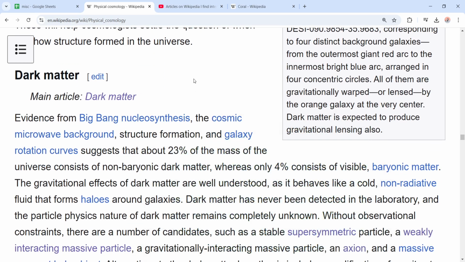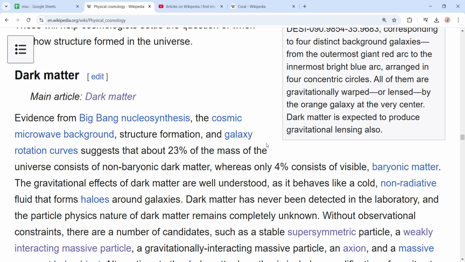Dark matter. Main article: dark matter. Evidence from Big Bang nucleosynthesis, the cosmic microwave background, structure formation, and galaxy rotation curves suggests that about 23% of the mass of the universe consists of non-baryonic dark matter, whereas only 4% consists of visible baryonic matter. The gravitational effects of dark matter are well understood, as it behaves like a cold, non-radiative fluid that forms halos around galaxies.